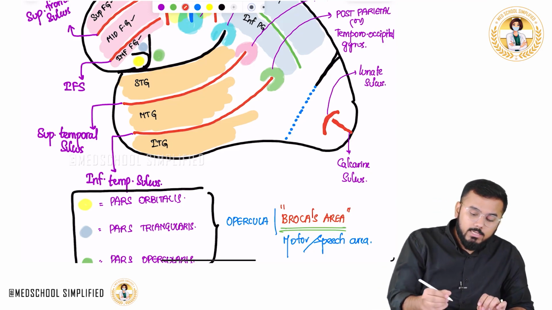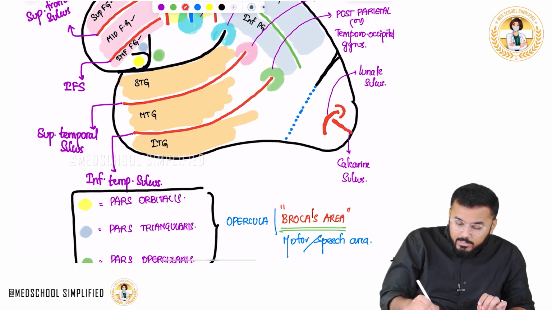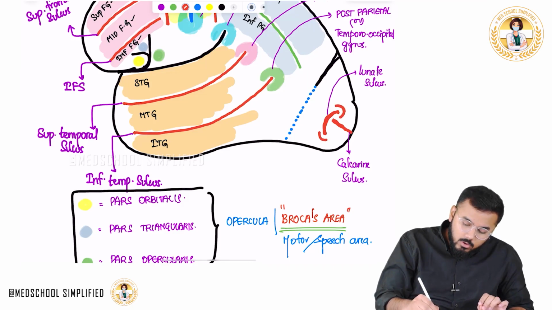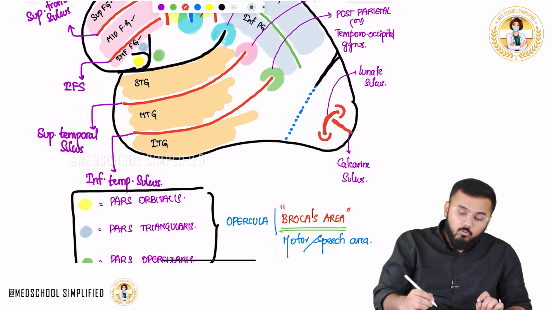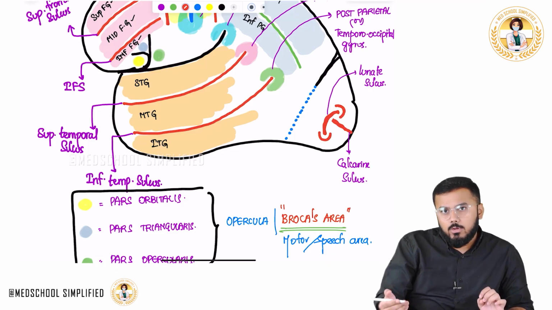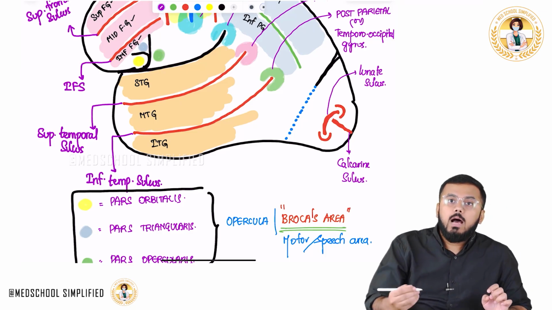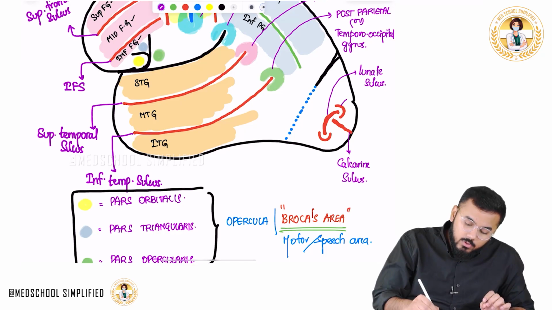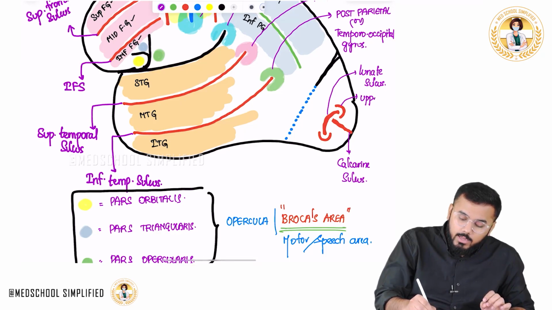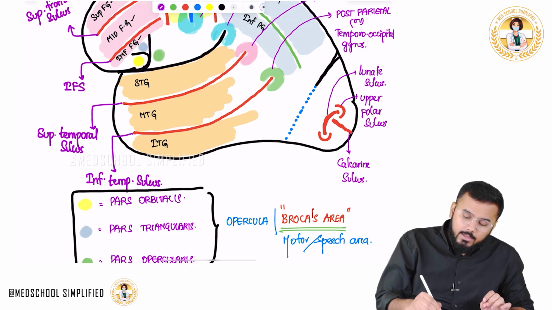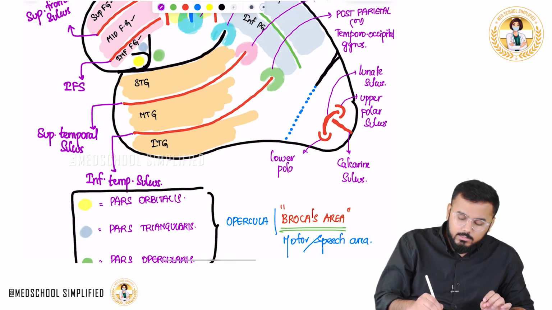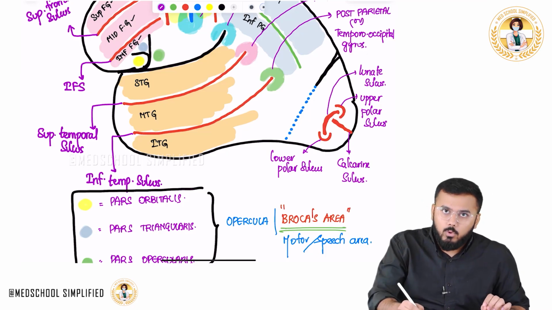Above the lunate sulcus I have a cap-like thing, and below the lunate sulcus also a cap-like thing. What are these structures located above and below the lunate sulcus? The one above is called the upper polar sulcus, and the one below is called the lower polar sulcus.